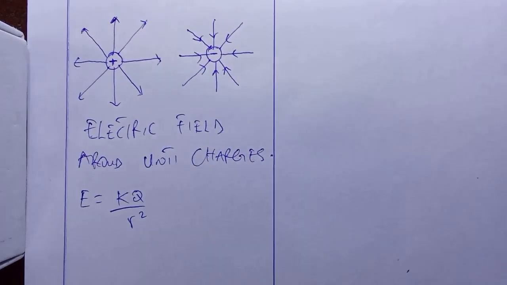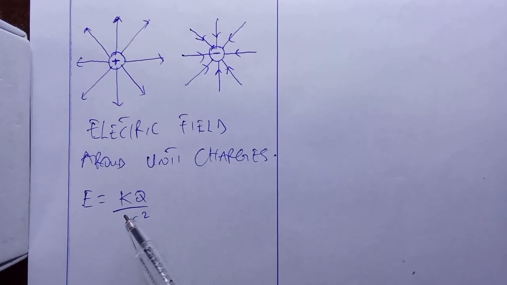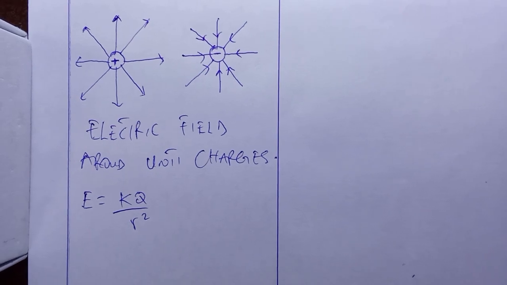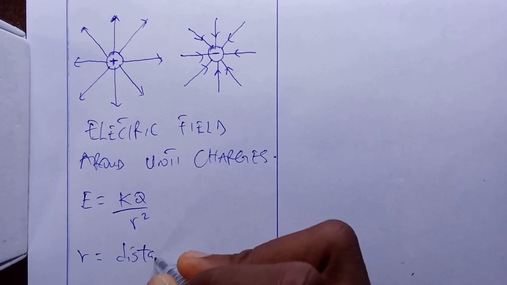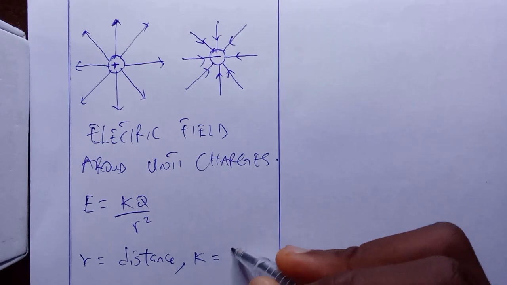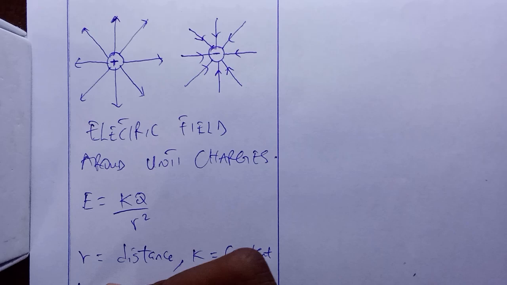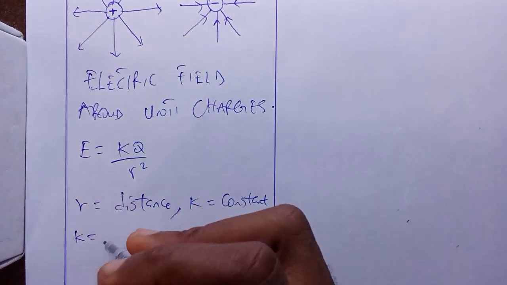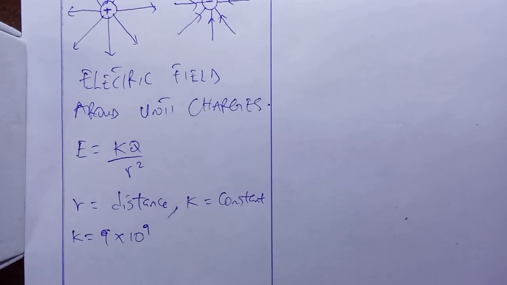As usual, I always define my parameters. E is our electric field intensity. We all know that from our previous class. Q is our charge, and the SI unit for our charge is Coulomb. R is our distance, so R equals distance. This is something new, that's why I noted it down. And our K is what? K is our constant. So our K is equal to 9 times 10 raised to power 9.